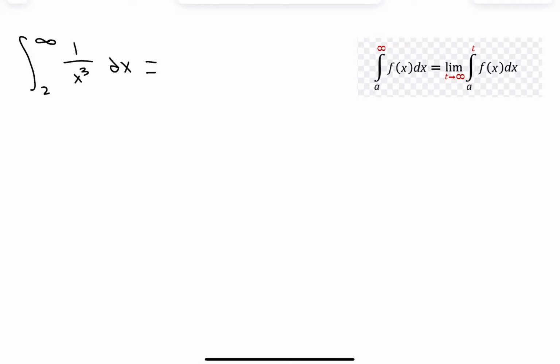So we were asked to evaluate this improper integral, and the definition involving limits is written on the right. So we have the integral from a to infinity of f of x with respect to x is equal to the limit as t approaches infinity of the integral from a to t of f of x with respect to x.